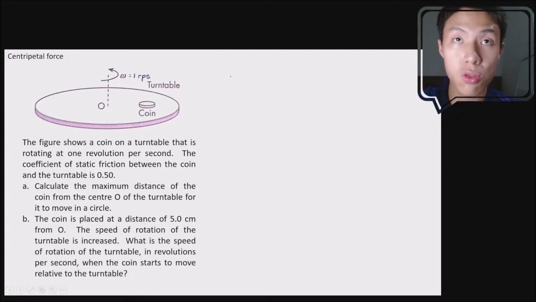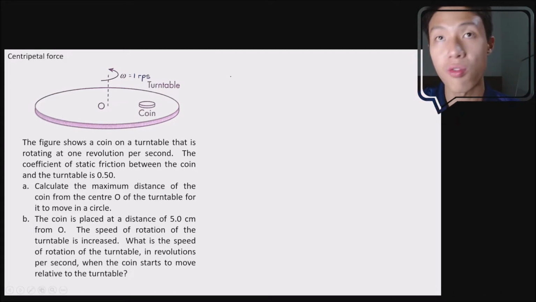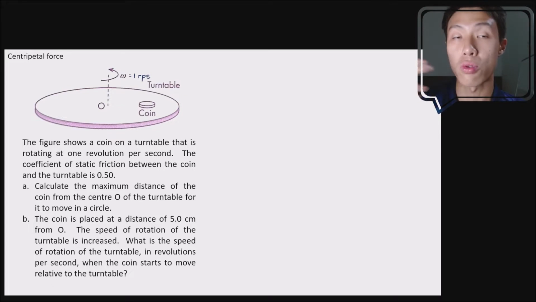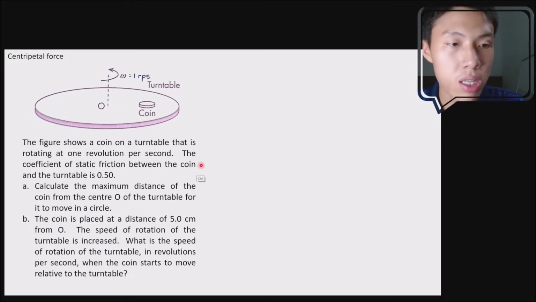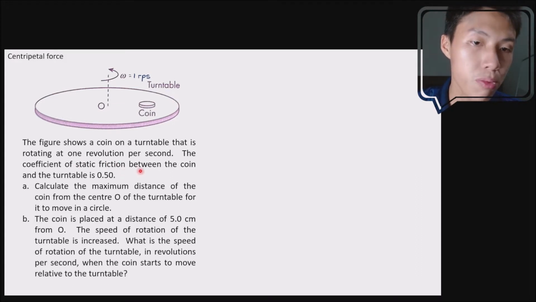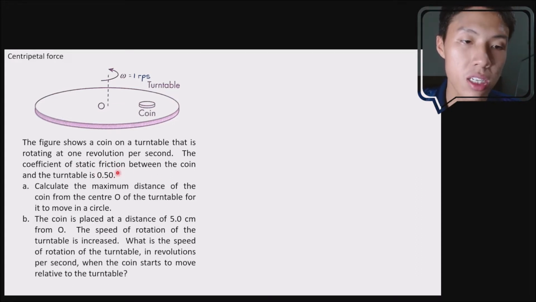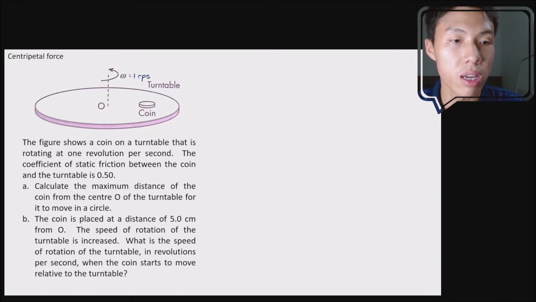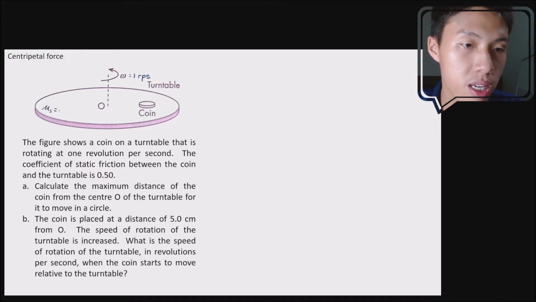And you know that when you do your calculation later, you have to change it to radian per second because that's what we usually substitute in for omega in our equation. Okay, the coefficient of static friction between the coin and the turntable is 0.50. So that will be coefficient of static friction mu s, and that is 0.50.